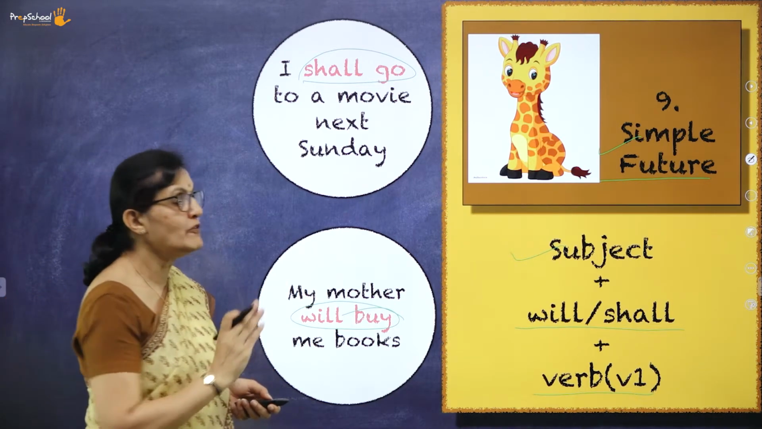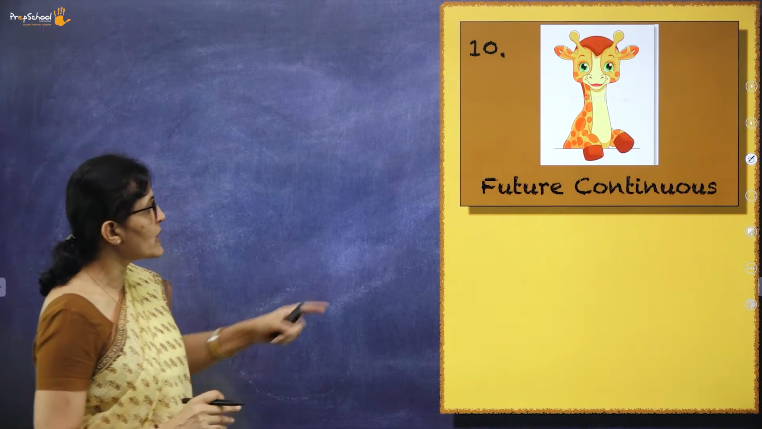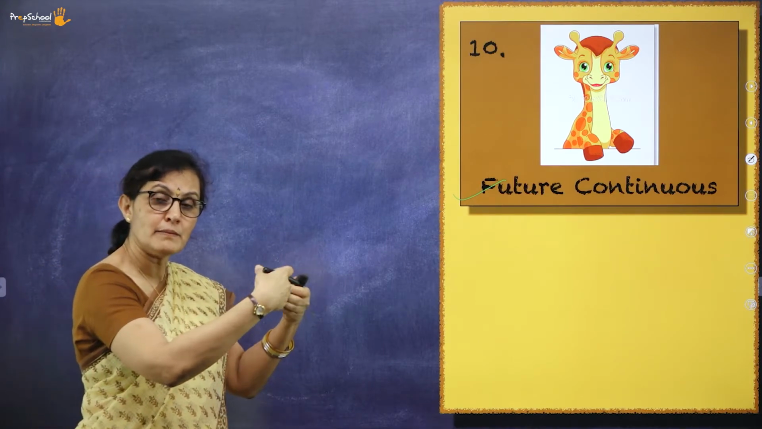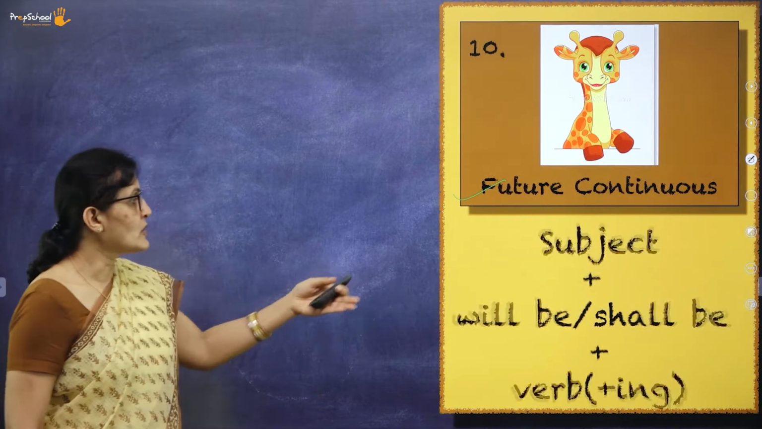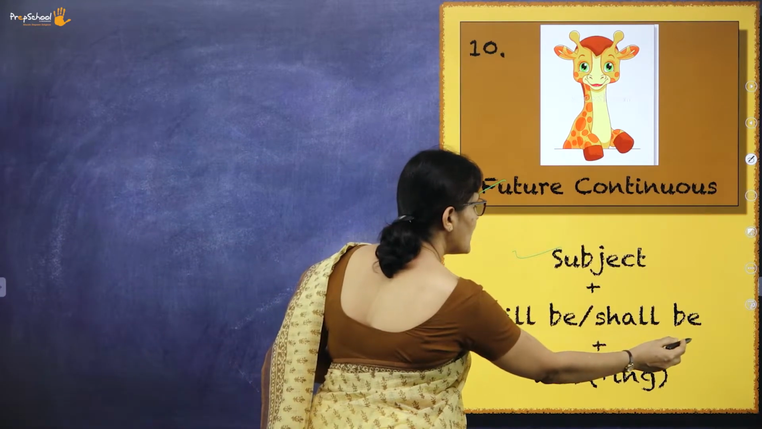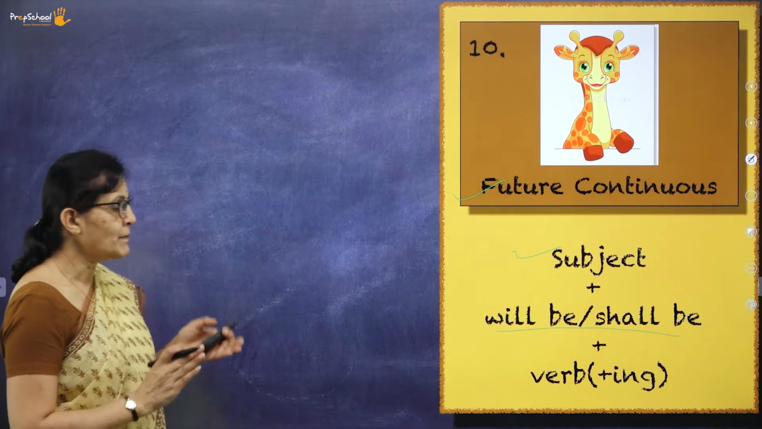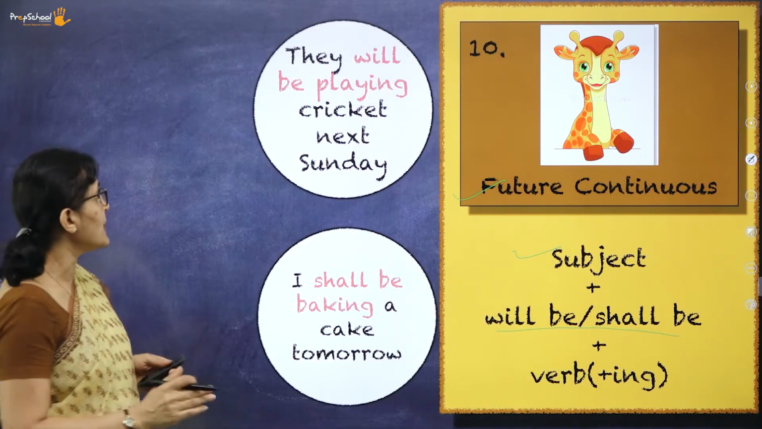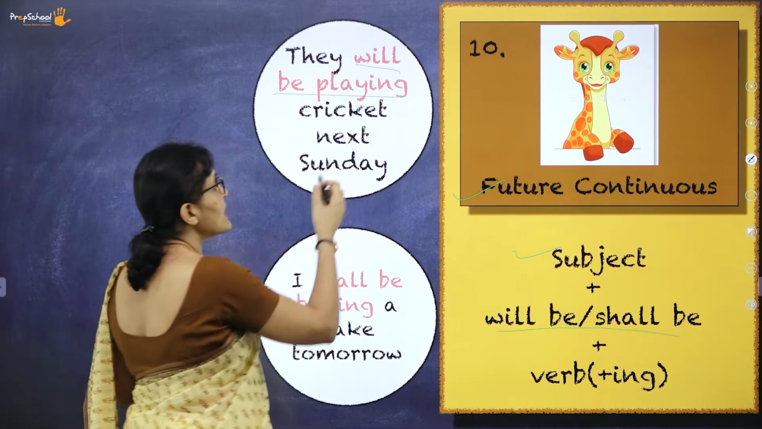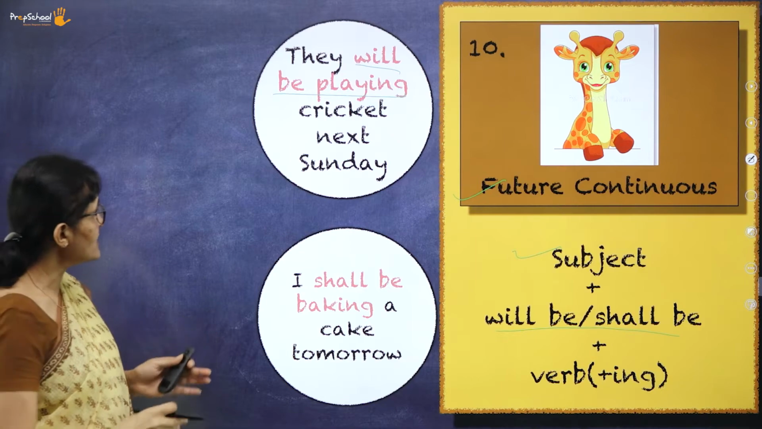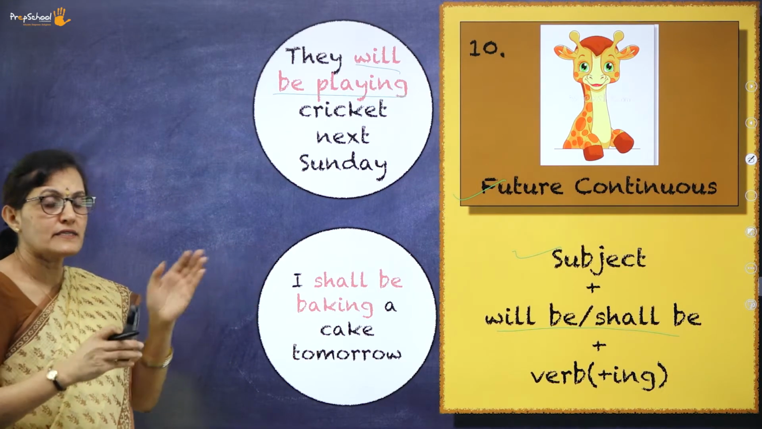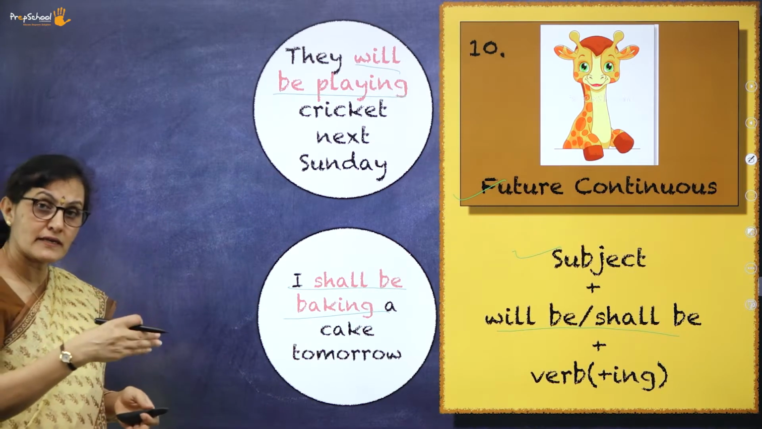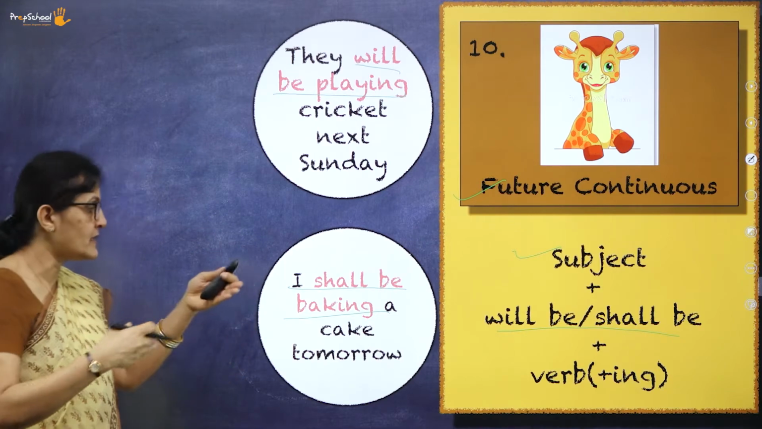So that being your simple future tense, let's go into the next one, that is future continuous. Once again, it's going to happen, but it is in a continuous form. So you will have the subject, will be, shall be plus verb and ing. So have a look at this. They will be playing cricket the next day. So that is future continuous tense. In the same sense, I shall be baking a cake tomorrow. That is going to be future continuous tense.